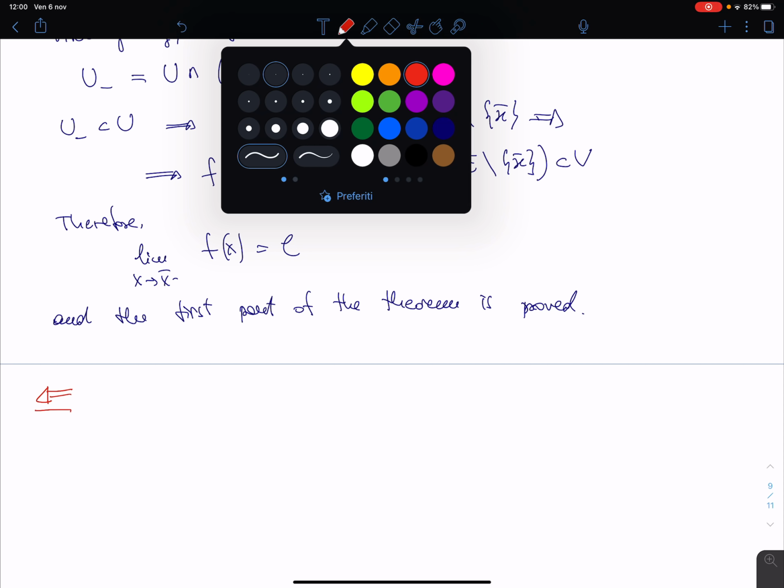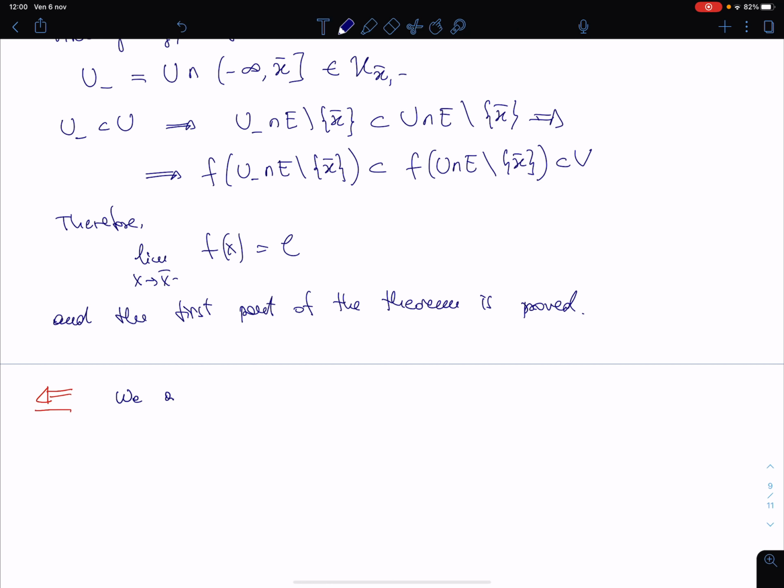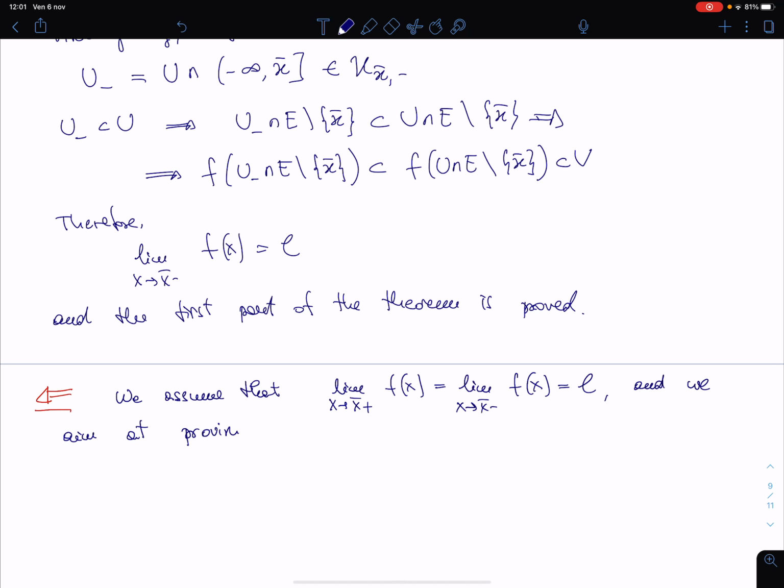This time we start by assuming that the left and right limits, so the limit for x going to x bar from the right of f of x is equal to the limit for x going to x bar from the left of f of x is equal to L. We assume this, and we aim at proving that the limit for x going to x bar of f of x is equal to L.